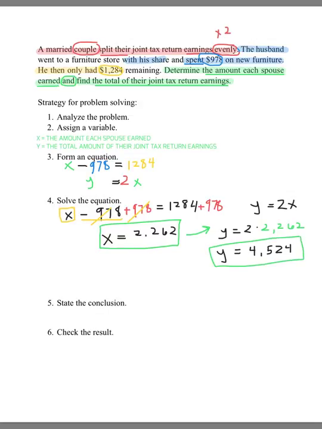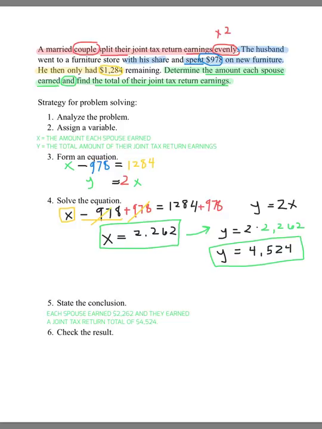Let us state the conclusion clearly. Keep in mind that we were asked to determine the amount each spouse earned and find the total of their joint tax return earnings. So we're going to state our conclusion so that it answers the two questions. Each spouse earned $2,262 and they earned a joint tax return total of $4,524. Now let us check the result.